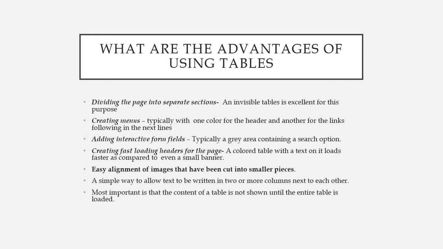As I said before, for creating menus, a table is a good tool. Next, adding interactive form fields, typically a gray area containing a search option. That is, we can interact, like we can give filter options. I want only so many names starting with a certain letter; all these interactive form fields we can add. In later classes you will learn what form fields are.